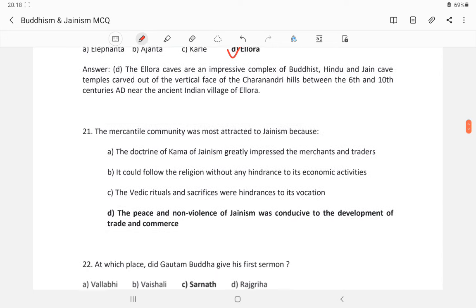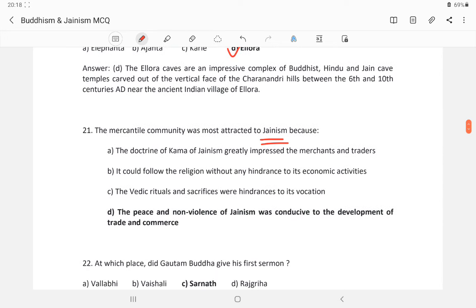The mercantile community was most attracted to Jainism. You will find most business people to be Jain. Why? Because the peace and non-violence of Jainism was conducive to the development of trade and commerce.